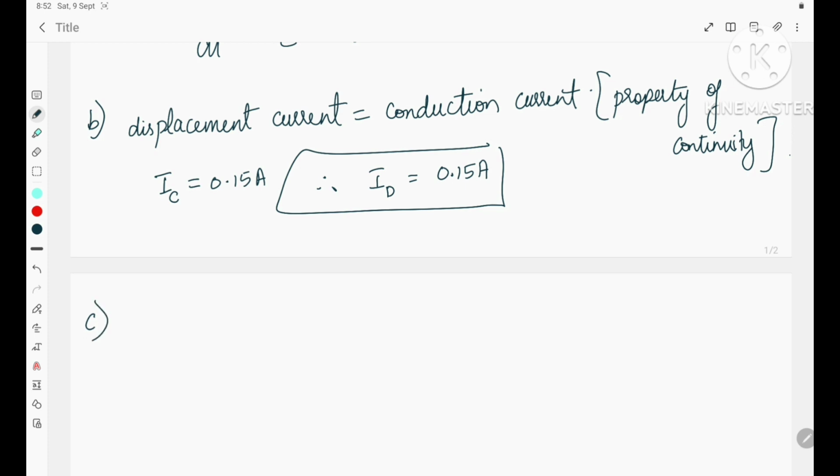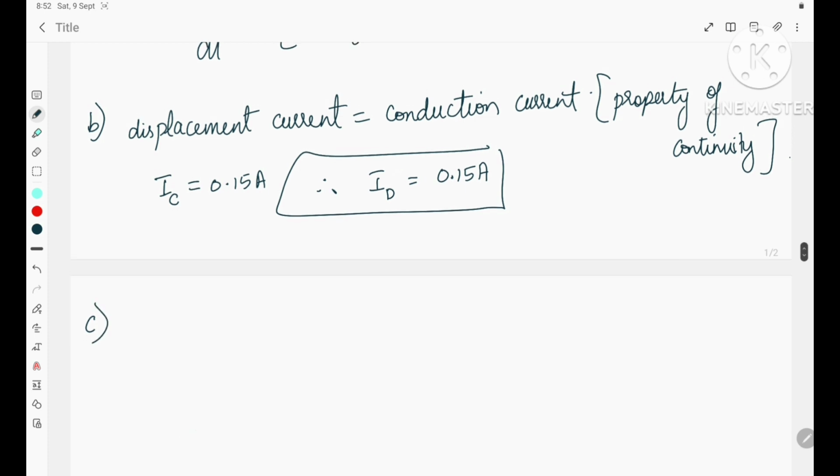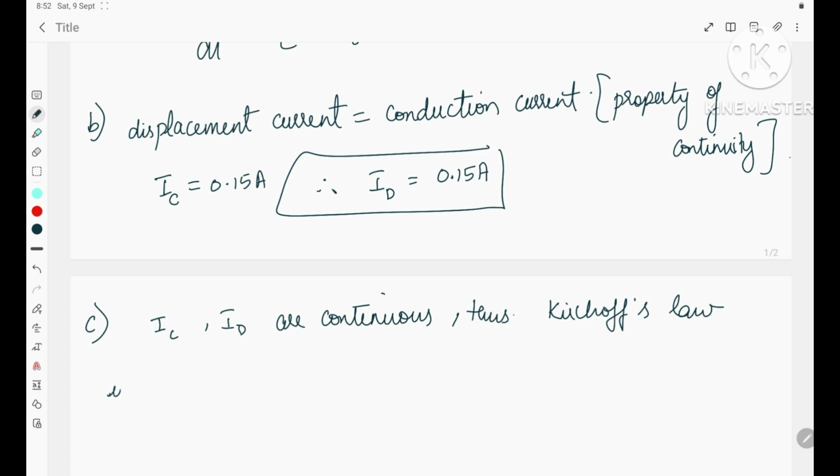And the third one, what are they saying? Is Kirchhoff's law valid? So yes, definitely the Kirchhoff's law is valid because IC and ID are continuous. Thus, the Kirchhoff's current law, or in general both the Kirchhoff's laws, is valid at the capacitor plate. That's it.